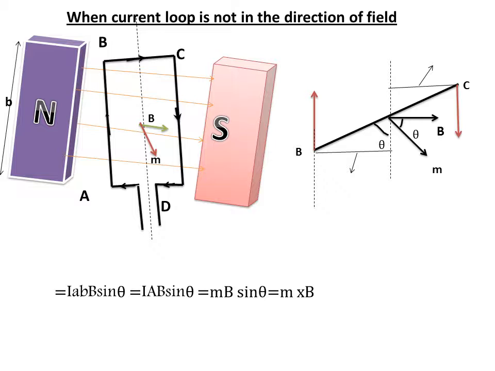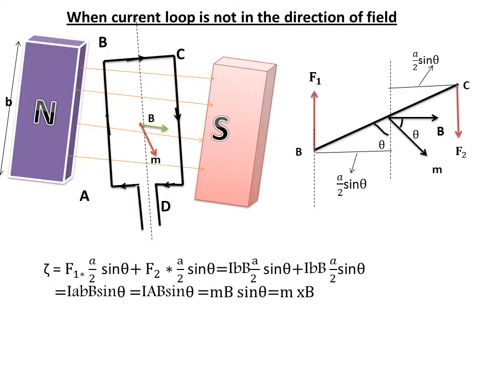So here we have the first force F1, and the distance of the line of action of the first force from the axis is a by 2 sin theta. The second force is F2. The distance of F2 from the axis is a by 2 sin theta. The equation for torque is equal to force into distance of the line of action of force from the axis of rotation. So here we have two torques. First is F1 into a by 2 sin theta plus second is F2 into a by 2 sin theta.